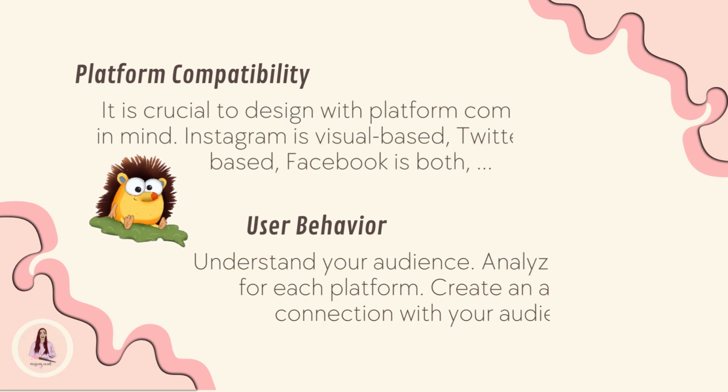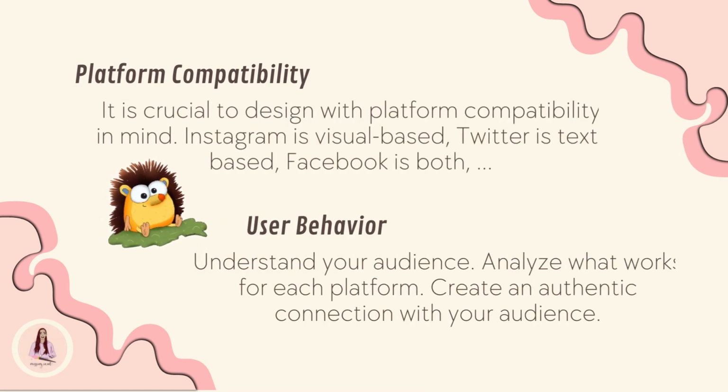Platform compatibility. Designing with platform compatibility in mind is crucial. Take Instagram for instance. It's all about visuals. So, high quality images, catchy graphics, and attention grabbing thumbnails work the best. On the other hand, Twitter has limited character space, so creating eye catching headers and concise images is vital.